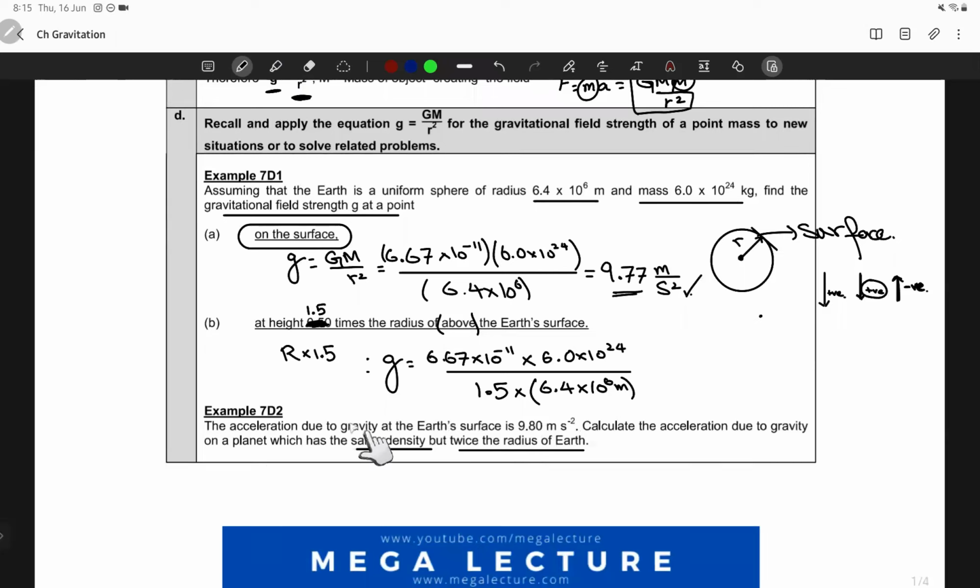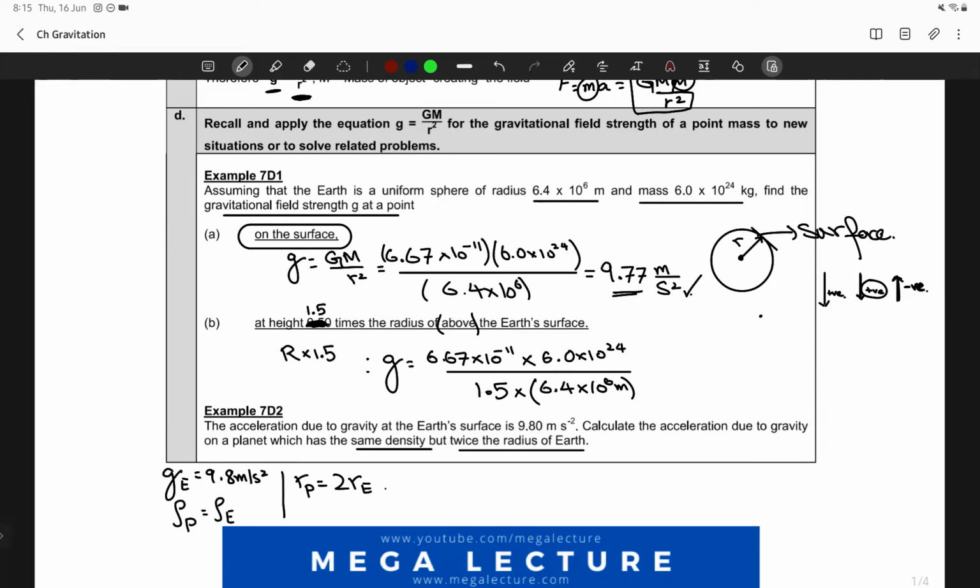So the acceleration due to gravity on Earth's surface is 9.8 meters per second squared. We are required to calculate the acceleration due to gravity on a planet which has the same density. So the density of this planet is the same as the density of the Earth. However, the radius of the planet is twice the radius of the Earth. So here we have some of the expressions.